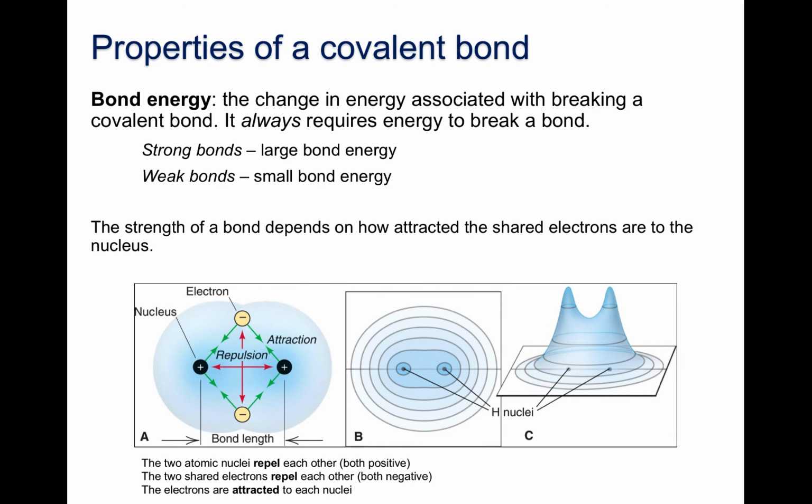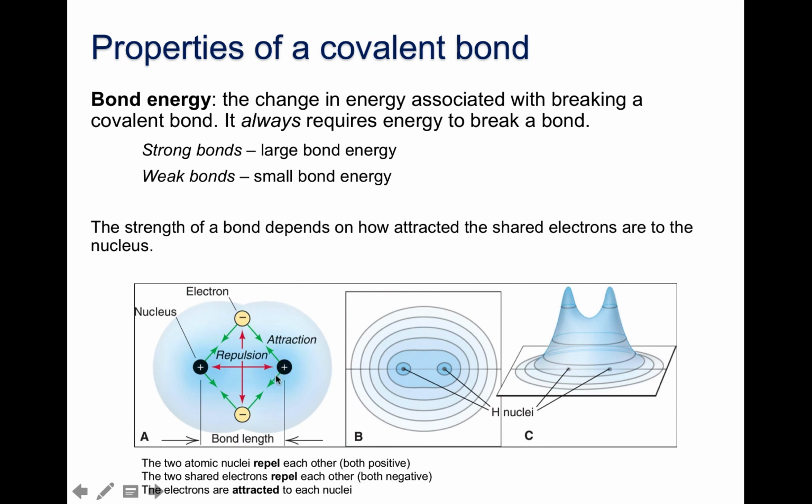The strength of the bond depends on how attracted these shared electrons are to the nucleus. In this depiction, we have two atoms, these two spherical contours, bonded to one another in a covalent bond, with a shared pair of electrons between the two nuclei. The nuclei are repelling each other, but they are attracted to the shared pair of electrons, which is holding the molecule together. The distance between those nuclei and the electrons is directly related to the bond energy. The closer they are together, the stronger the attraction and the stronger the bond. The further they are from each other, the weaker the attraction and the weaker the bond.